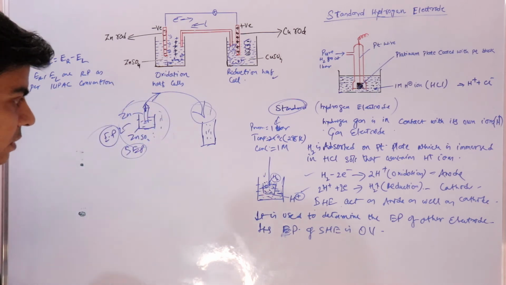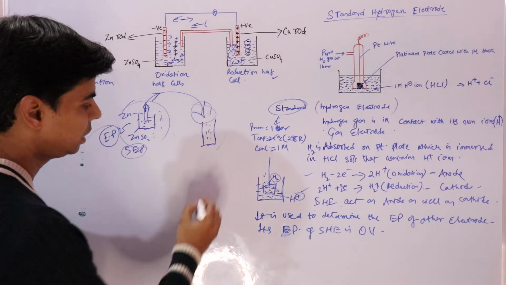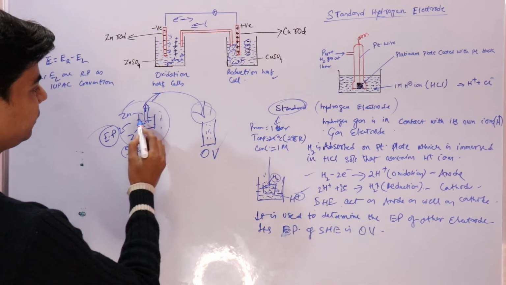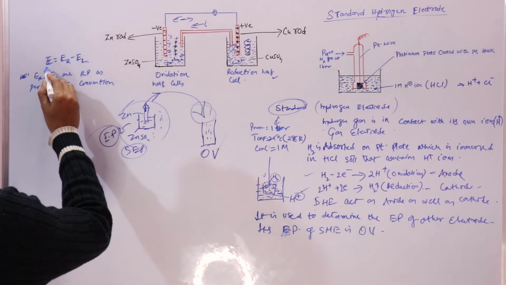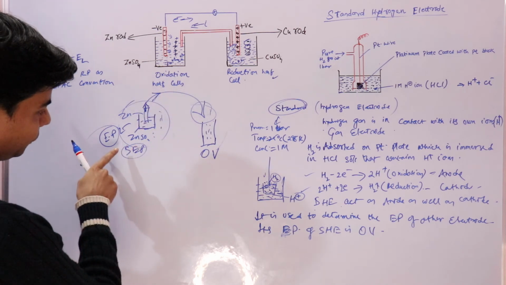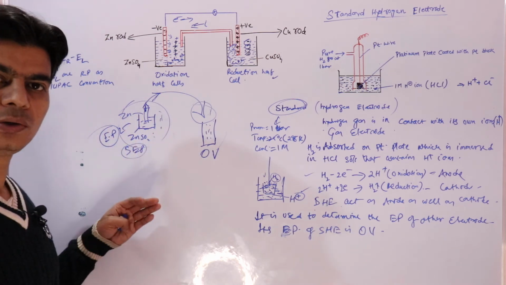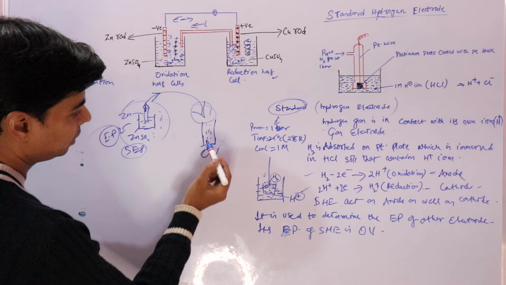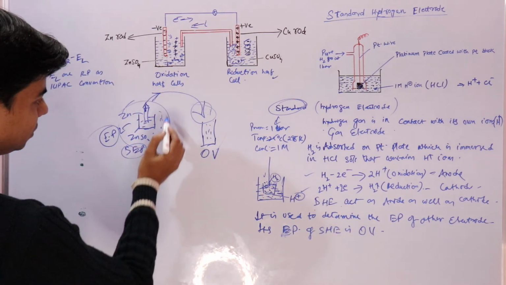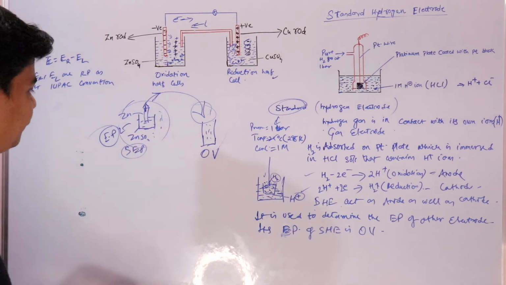of this electrode. And since we know, if we take standard hydrogen electrode as the reference electrode, the electrode potential of SHE is 0 volt, right? So when we determine the EMF of this cell which is formed as a result of coupling of the electrode under investigation, that is, for which we are trying to find the electrode potential, with standard hydrogen electrode, the EMF of this cell would be the electrode potential of this electrode only, right?